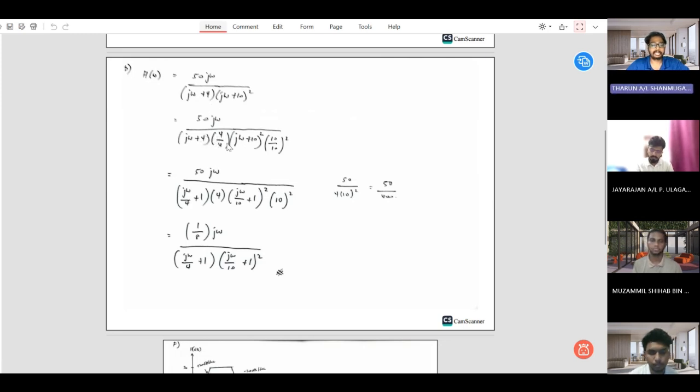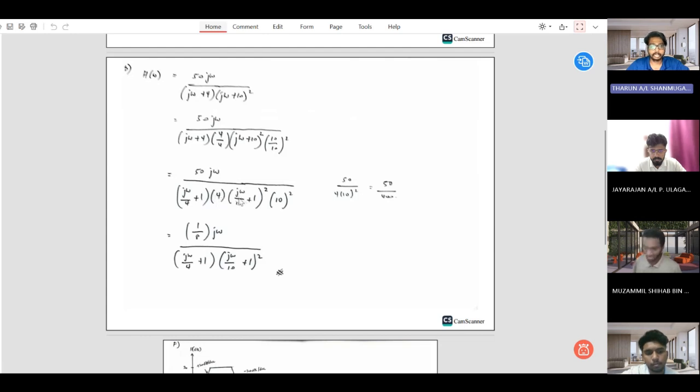We do this by multiplying with 4 over 4. Once you multiply 4 over 4, we will eliminate the number 4. On the other side, when we multiply with 10 over 10, we will eliminate the number 10 from the equation. So once we multiply with 4 over 4, we will get j omega over 4 plus 1, because 4 over 4 becomes 1, and we will still have the 4 over here.